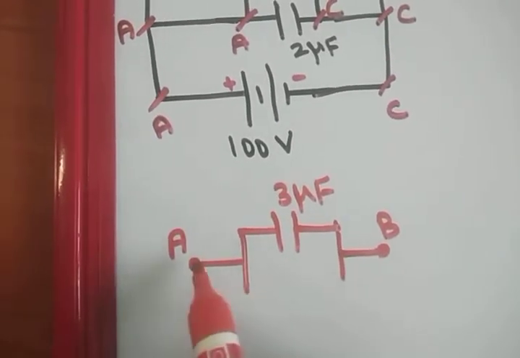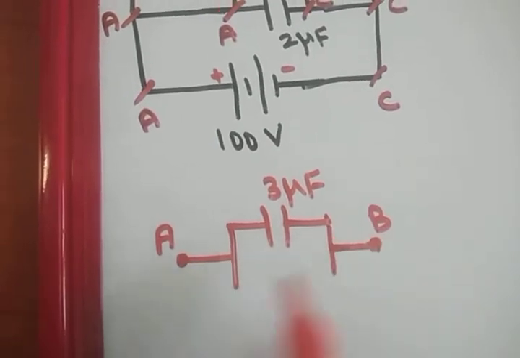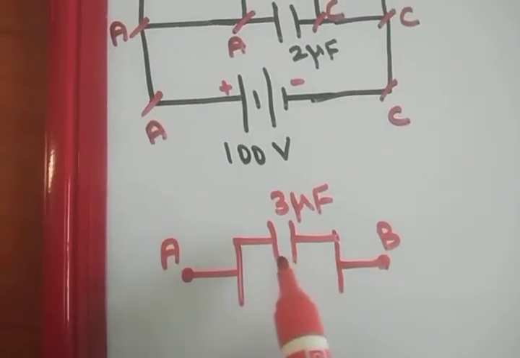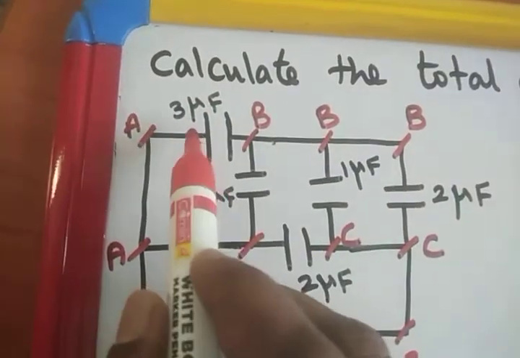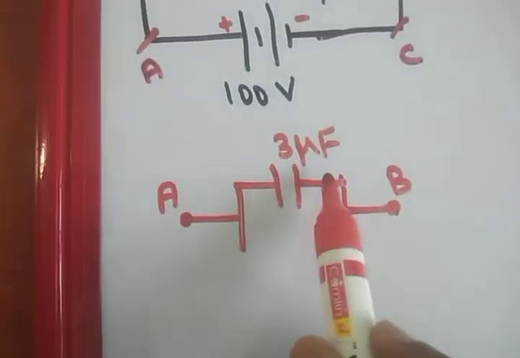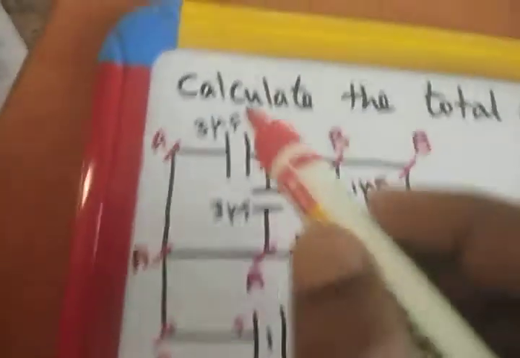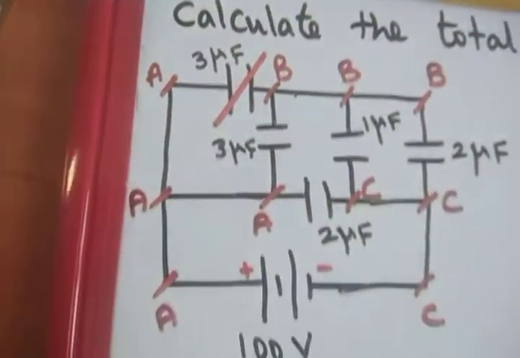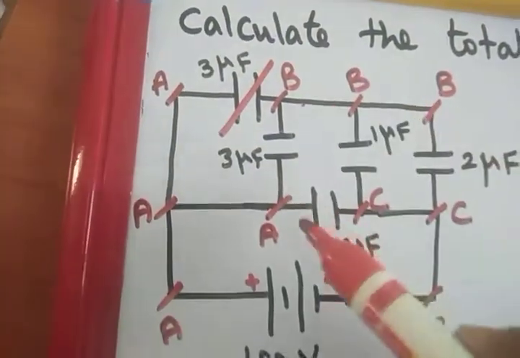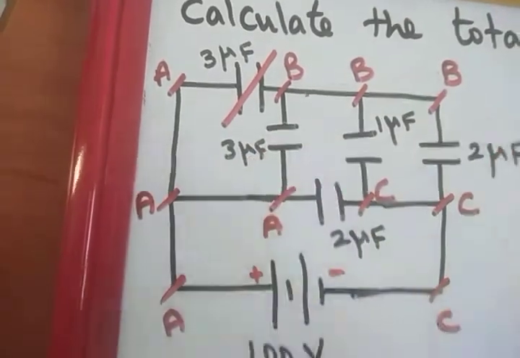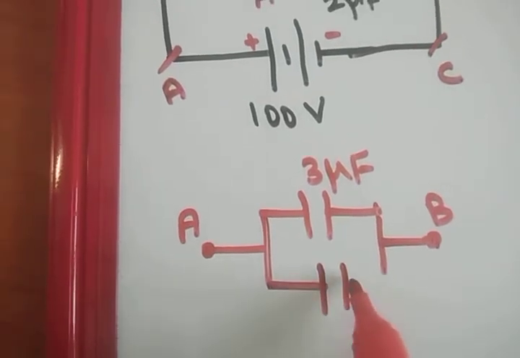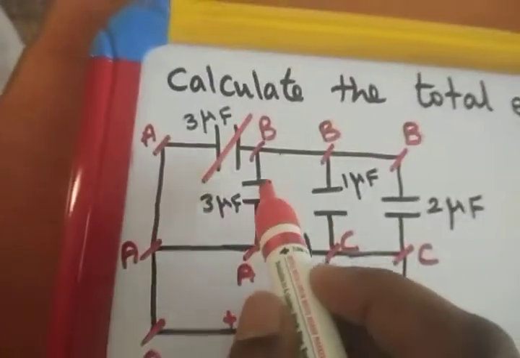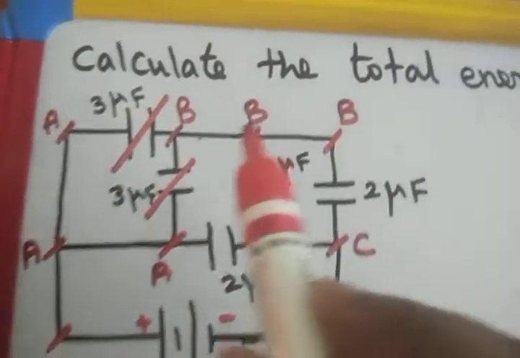Now this is the point A and this is the point B. In between them there is a capacitor of 3 microfarad. This is drawn. Then between another A and B, there is another capacitor of 3 microfarad. So between A and B, there is another capacitor of 3 microfarad. This one also gets cancelled. Then there is a B.